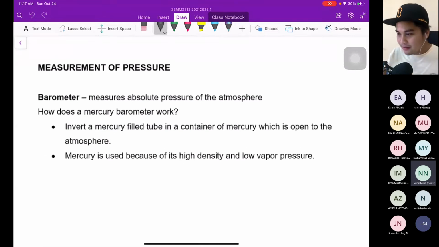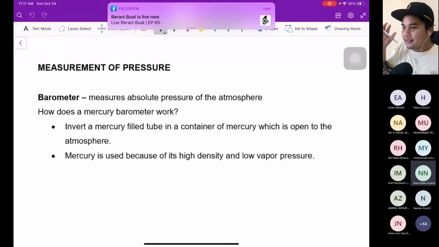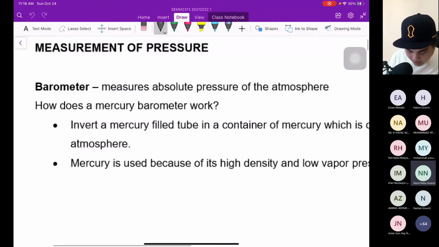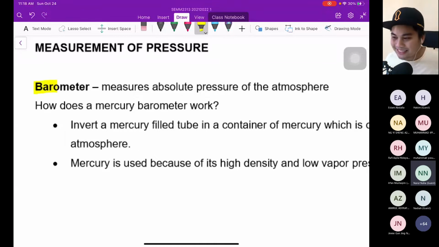Okay, we learned about the variation. That means a certain depth will have a different pressure. So how do we measure the pressure? That means we have a device or equipment to measure the pressure. So how to measure the pressure? We have the barometer. Okay, bar is basically the unit of pressure. We have the bar, we have the Pascal.